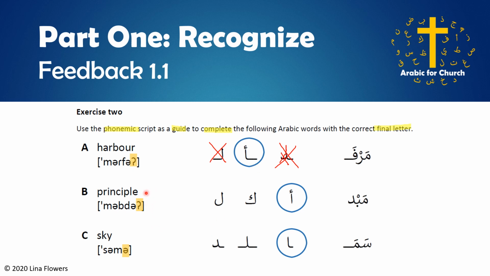Now in B, we have the word principle. Mabda. Mabda. So again, I'm looking for a glottal stop to complete this word. And I have letters, they look like in their isolated form. When I look at this one over here, it looks like it's doing something to the left and the Hamza is somewhere in the middle. That doesn't look right to me.